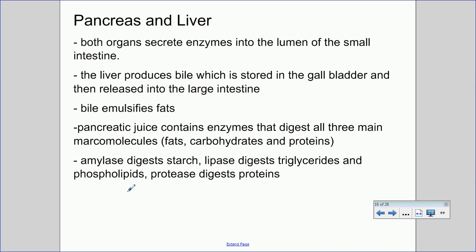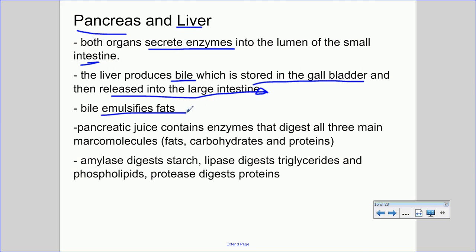So there are additional organs that will contribute to this process of digestion, but not be directly involved. Those organs are the pancreas and the liver. Both will secrete digestive enzymes into the lumen of the small intestine. The liver will produce bile, which is stored in the gallbladder, and then released into the large intestine. That bile will be used to emulsify fats. Pancreatic juice will contain enzymes that digest all three macromolecules, those fats, carbohydrates, and proteins.